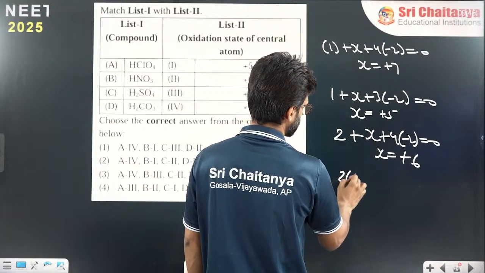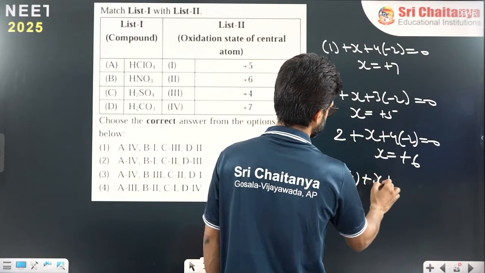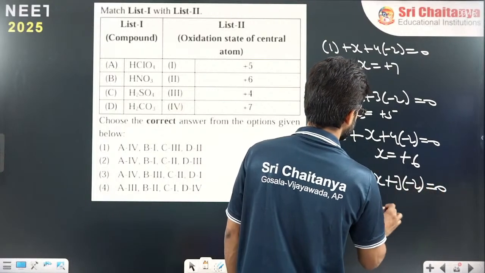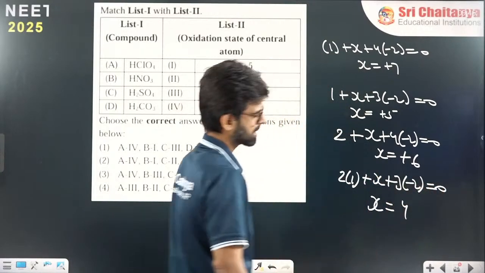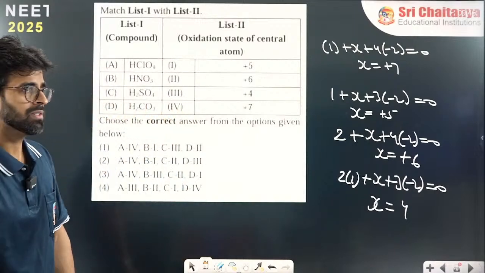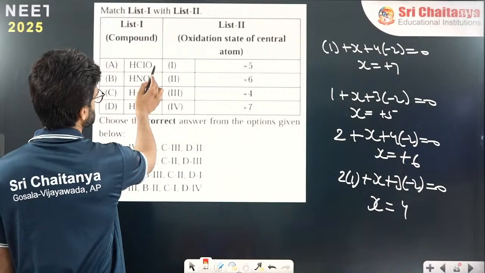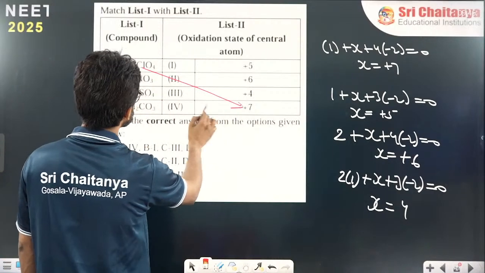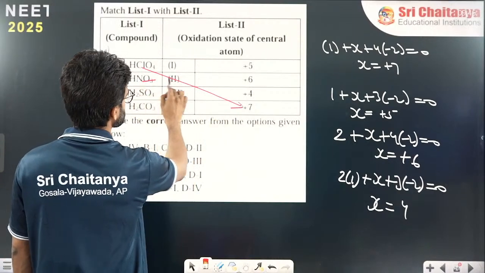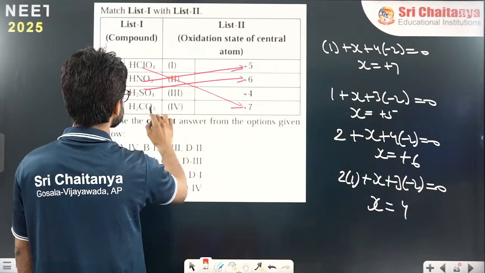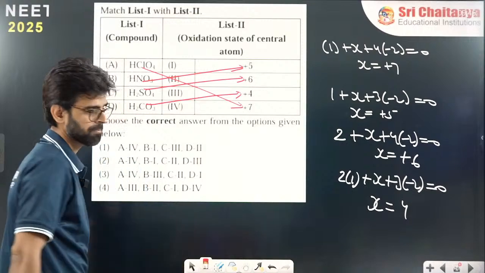H2CO3, 2 into 1 for hydrogen, carbon X, 3 into minus 2 equals to 0. So simple. There is no peroxide linkage or something. That's why it is easy to give the answer. And as they are saying, match the following, so we can see. HClO4, Cl how much? Plus 7, nitrogen plus 5, sulfur plus 6, carbon plus 4.